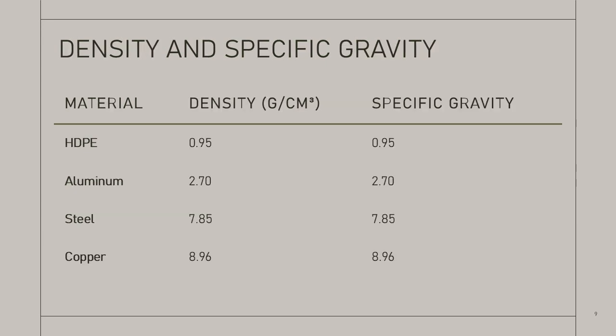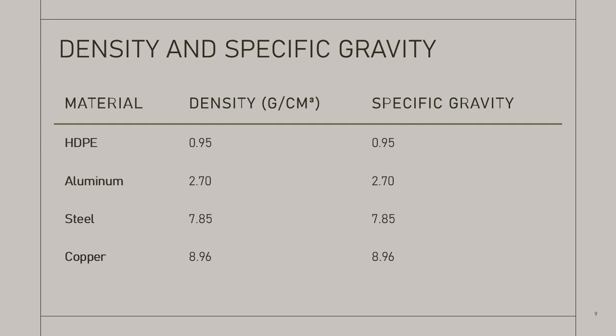Density, or ρ, is mass per unit volume and influences weight, inertia, and structural performance. Typical ranges: polymers, approximately 0.9 to 1.4 grams per cubic centimeter; aluminum, about 2.7; steel, around 7.8; copper, roughly 8.9; and ceramics, between 3 and 6.